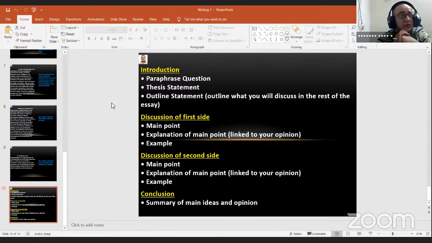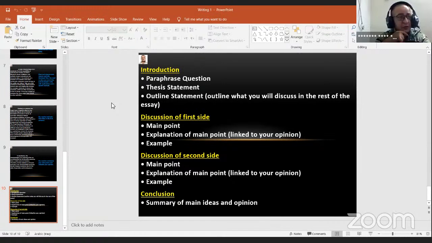Then, we move to the body, which consists of 2 paragraphs. The first paragraph is discussing an opinion, and the second paragraph discussing an opposite opinion. The first one, for example, we take the main idea, then we answer the questions how and why of the main idea by writing 2 or 3 sentences. After that, we give an example related to the main idea. And the second paragraph, we do the same thing.